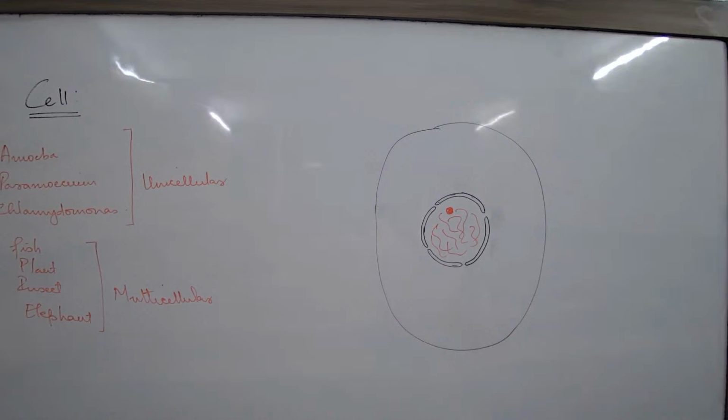Under unicellular organisms, they are made up of only one cell. Other side, they are made up of few or many cells.